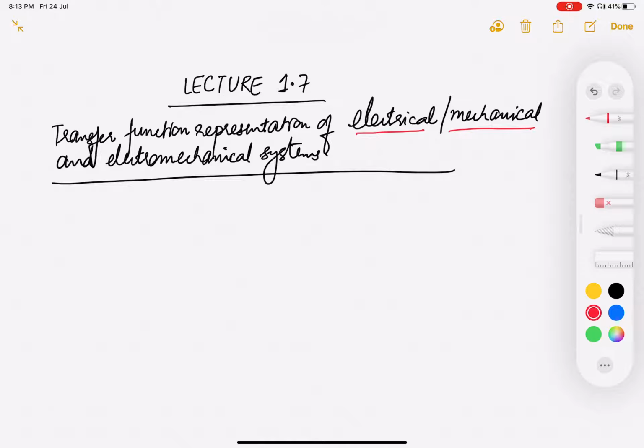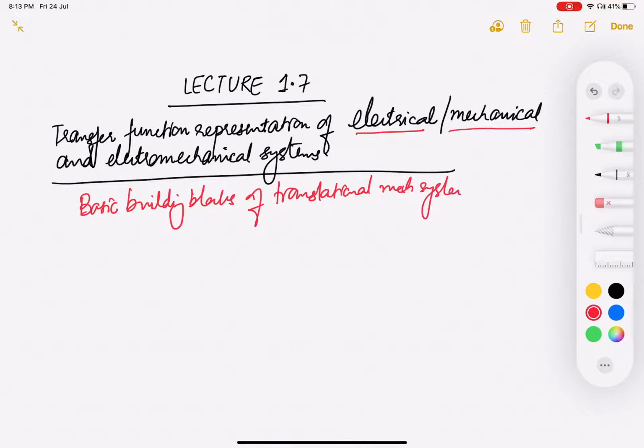So on the last term, we discussed the basic building blocks of translational mechanical systems, right? Translational mechanical systems, and how to write down the transfer function for some simple mechanical systems. Today we are going to see mechanical systems with more degrees of freedom, more complex mechanical systems, and then we are also going to talk about rotational mechanical systems today. Right?